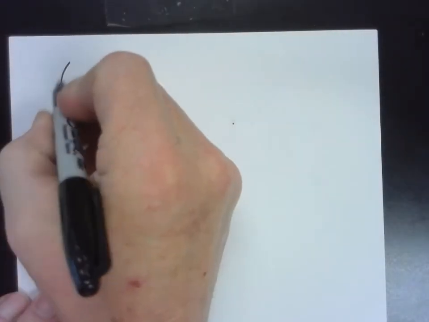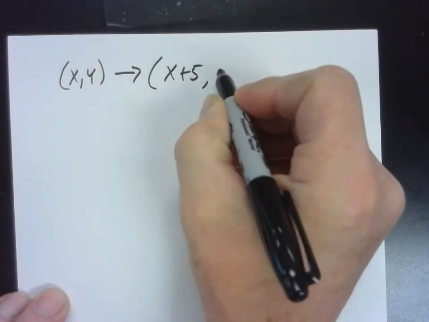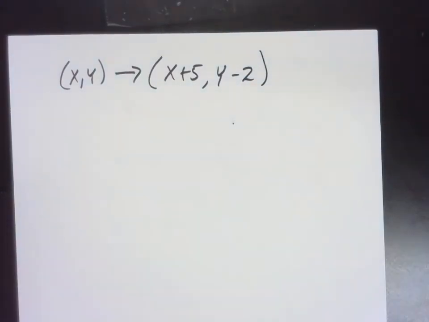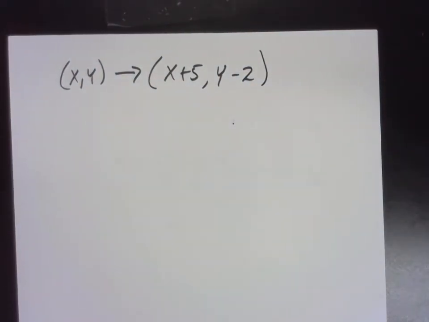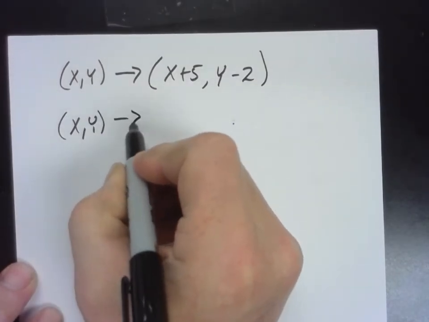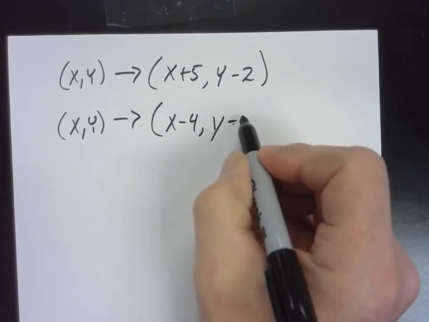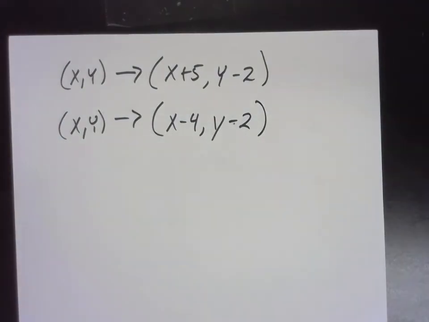So this is kind of an odd thing, but the first mapping function looks like this. XY is mapped onto x plus 5 and y subtract 2. So from the blue one to the red one, we go to the right 5, down 2. Everyone okay with that? Okay. Now from the red one to the green one, XY is mapped onto x subtract 4, y subtract 2. So to go from the red one to the green one, we go to the left 4, down 2.